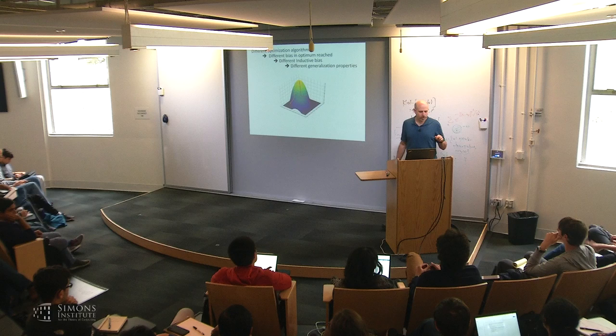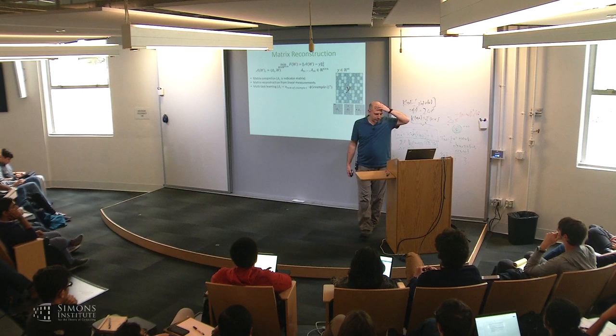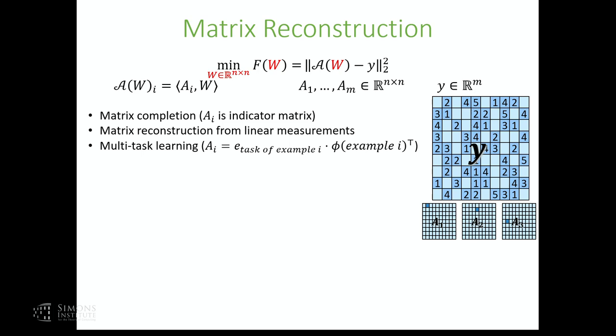Okay, so let's think about the problem. Neural nets, I don't understand. Nobody understands. But there's one problem I do understand, and that's matrix factorization. In particular, matrix completion. So let's think of a matrix completion problem. It's written here in a more general form.